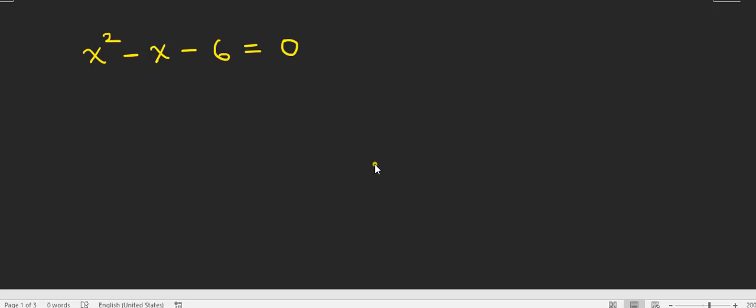In this video, we're going to talk about finding x-intercepts or finding zeros of a function. So when you have x squared minus x minus 6 equals 0, how do you find the x-intercept of this function? In other words, what is the solution of this equation?